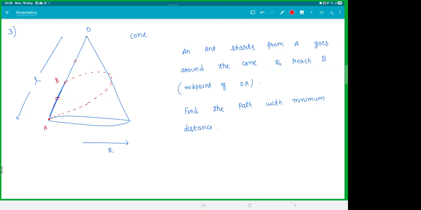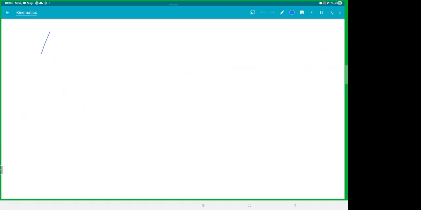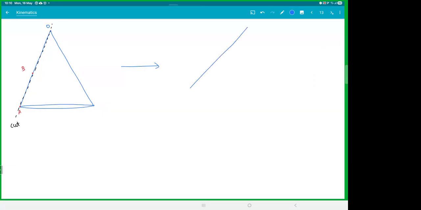So what if I can make it a plane? So how to make it a plane? See, take the cone. This was point A. This was point B. Take a scissor and cut it here. If I open this, what shape do you think I'll get? If we take a cone and cut it till point O here, and if I open this, what shape do you think we'll get? We will get a sector.